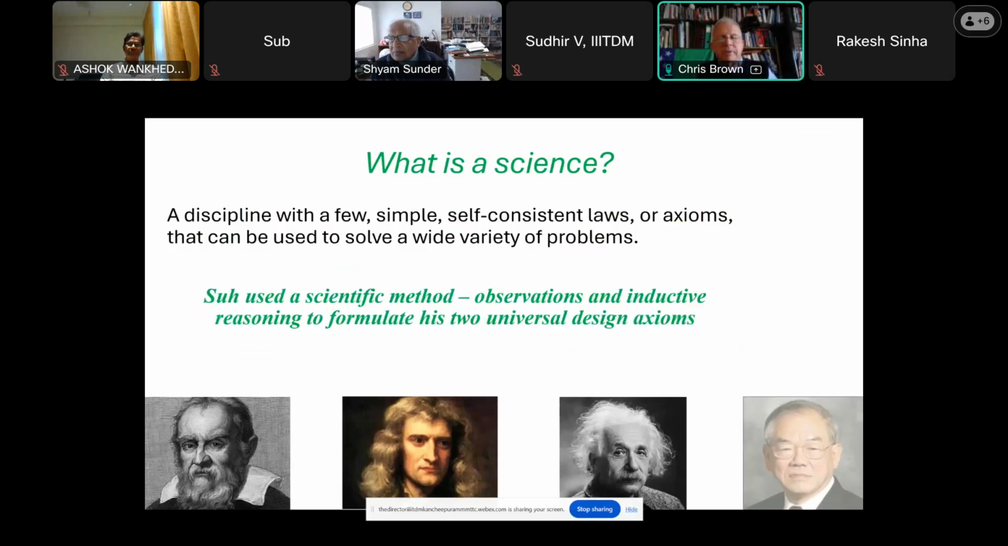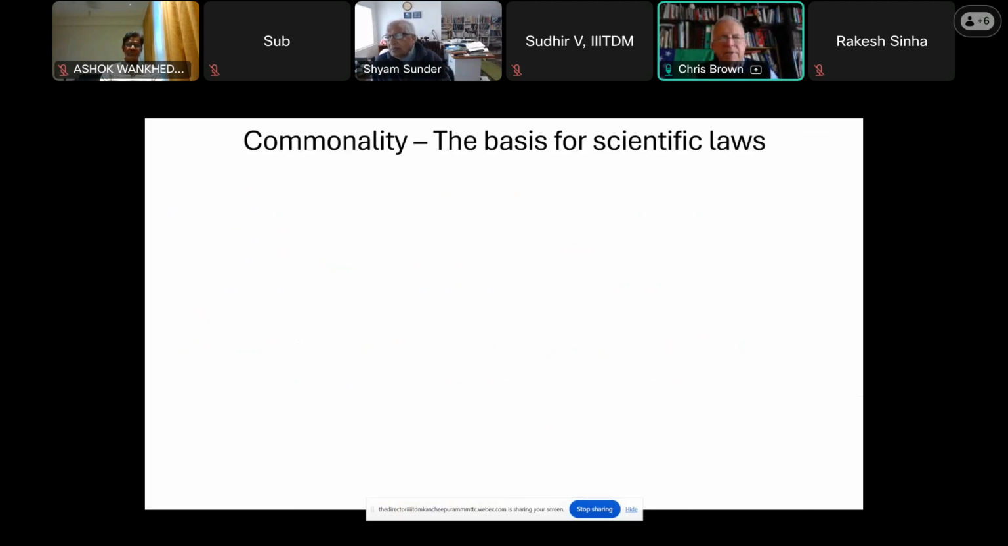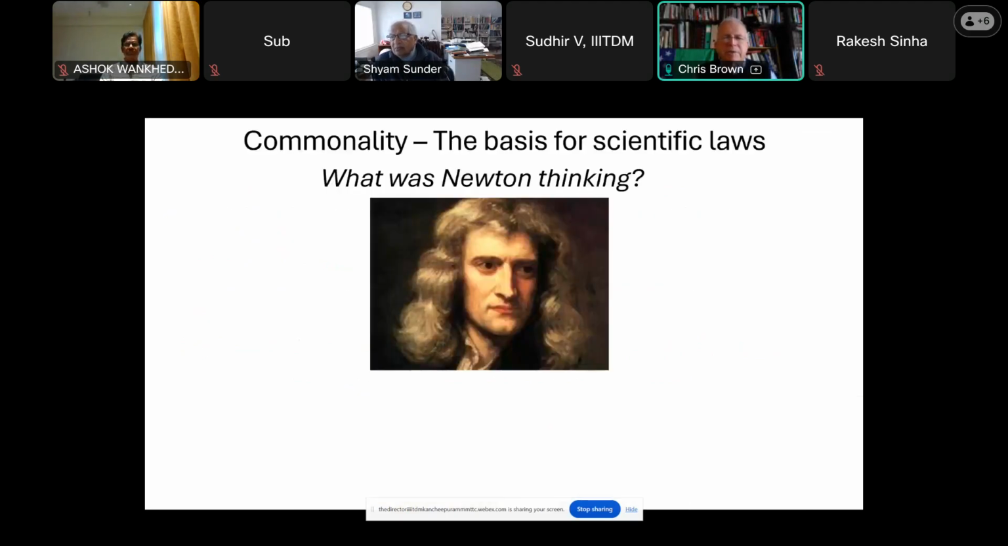So science has a few simple, self-consistent laws, axioms that can be used to solve a wide variety of problems. And so Suh used a scientific method, observations, inductive reasoning, to formulate his two universal design axioms. And so commonality is the basis for scientific laws.